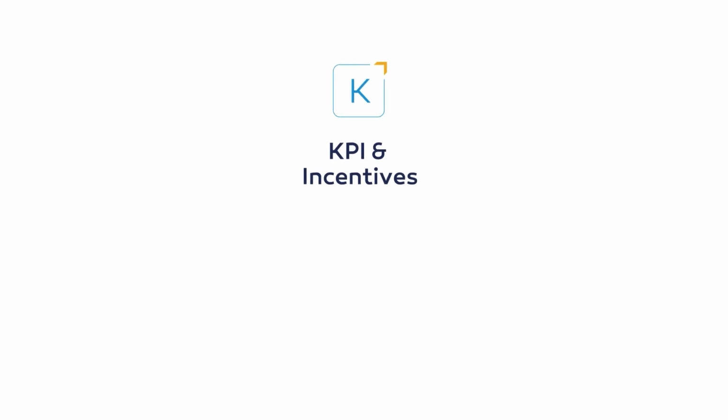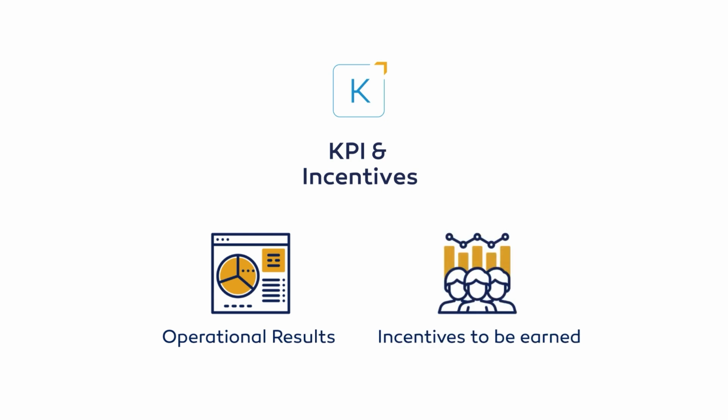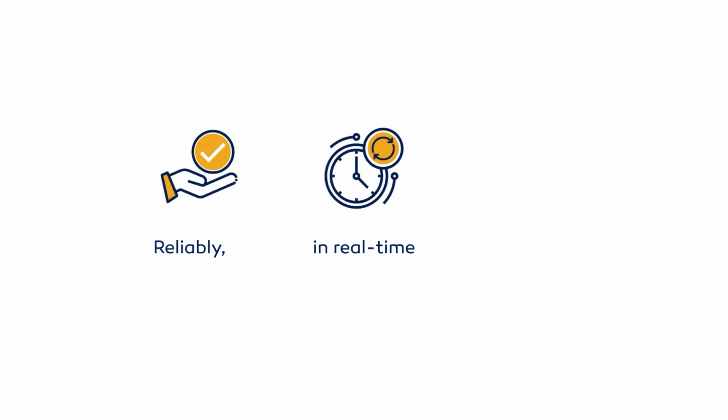The KPI and Incentives Manager module of Approductivity 4.0 provides insight into operational results and corresponding incentives to be received by each individual based on their contribution to these results, all in a reliable, real-time manner, applicable to any company regardless of size, industry, or characteristics.